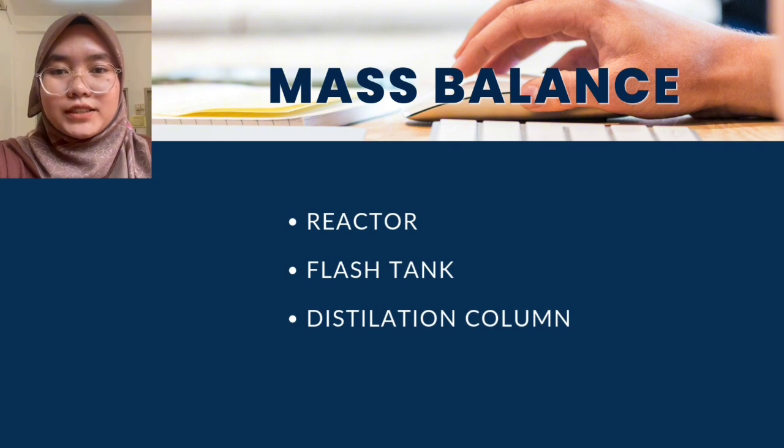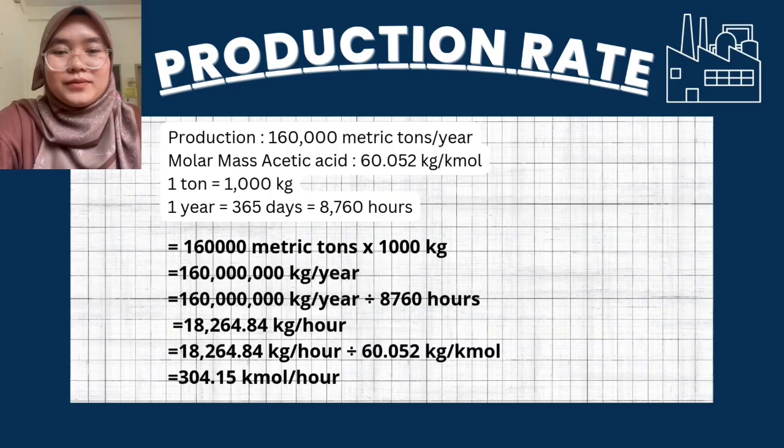We move on to the next slide, which is the mass balance and the calculation involved in this acetic acid production. The calculation and the mass balance cover the reactor, the flash tank, and also the distillation column. Okay, next is the production rate. As our group, we do the calculation from the front, not starting the calculation from the backward.